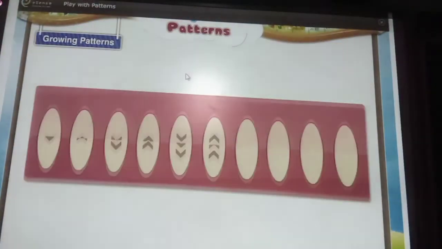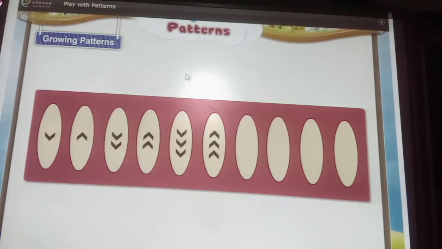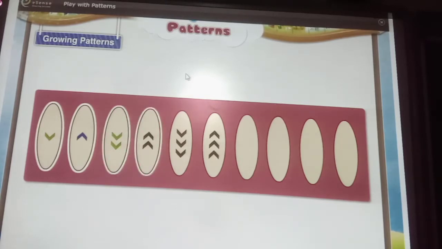Growing patterns. See, here a different type of pattern is given. In the first and second, we have one arrow pointing downward and the other arrow pointing upward. After that, two arrows pointing downward and other two arrows pointing upward. Then, three arrows pointing downward and other three arrows pointing upward.